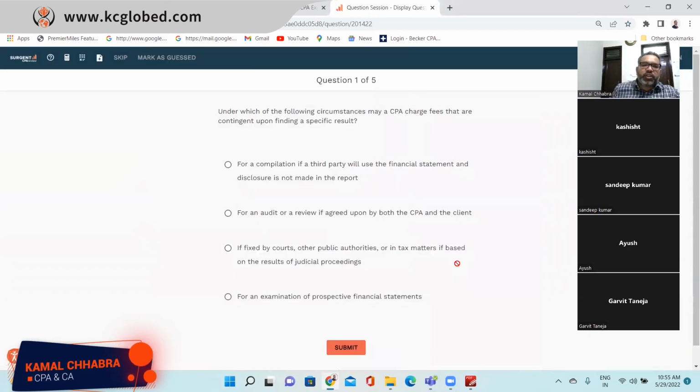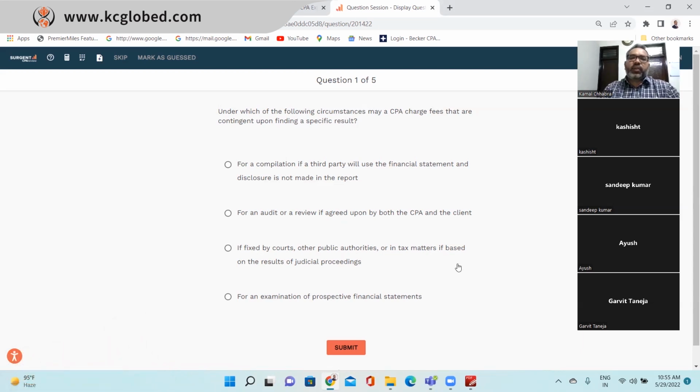Under which of the following circumstances may a CPA charge fees that are contingent upon finding a specific result? Now we touched base on the contingent fee rule, right? We'll be discussing it in detail, and then you will be in a better position to understand this question. But based on our current understanding, let's try to give an answer to it.